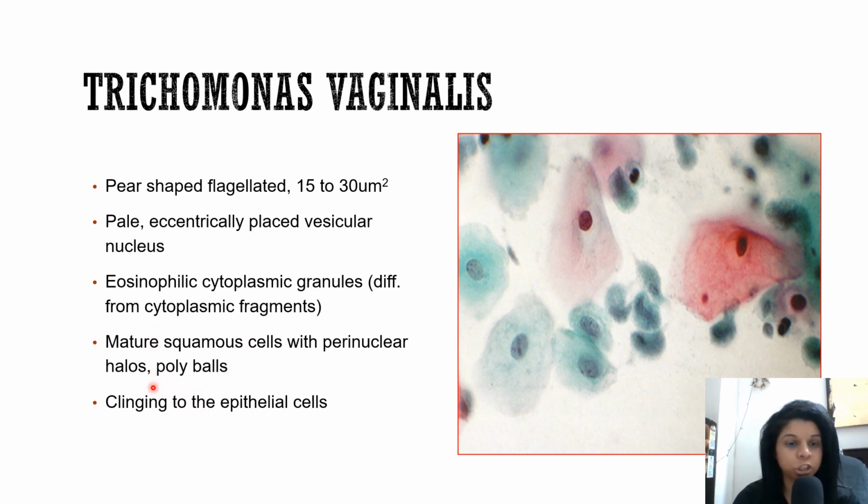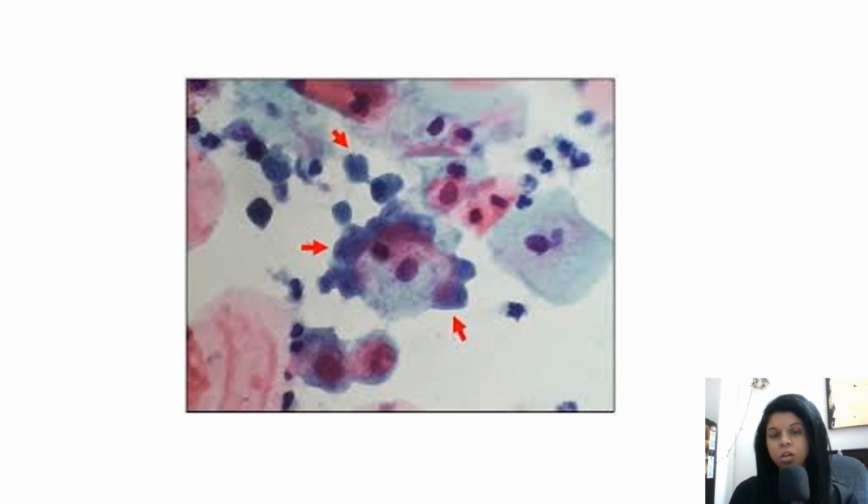I'll show the picture of polyballs. Polyballs are balls of neutrophils that have grouped together. It is also characteristic of Trichomonas clinging to the epithelial cells. So you can see the Trichomonas clinging to the epithelial cells. These are the features of Trichomonas. This slide shows the feature of clinging of the trichomonads on the intermediate epithelial cell.